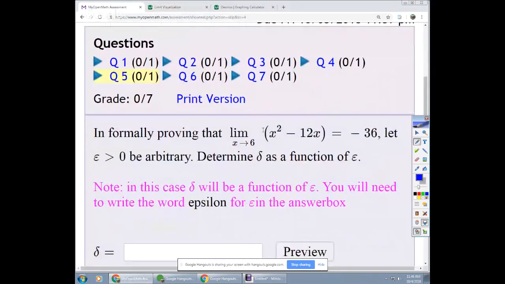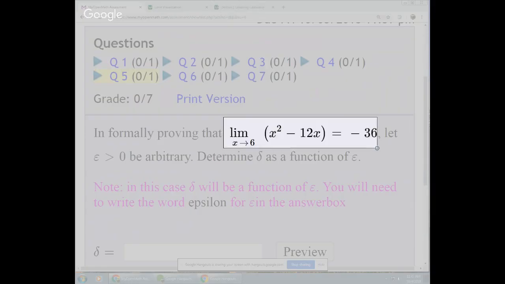Okay. Number 5. So number 5 gives us that the limit as x approaches 6 of x squared minus 12x is equal to negative 36. We need to figure out delta as a function of epsilon. So here they're not saying epsilon is 0.01 or 0.001 or 0.05. They're just saying we're going to call it epsilon, leave it variable. So that means delta will depend on it. So we're going to see what happens. Please write down this function. That's our starting point.